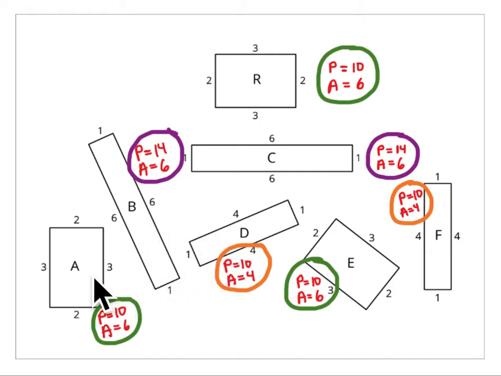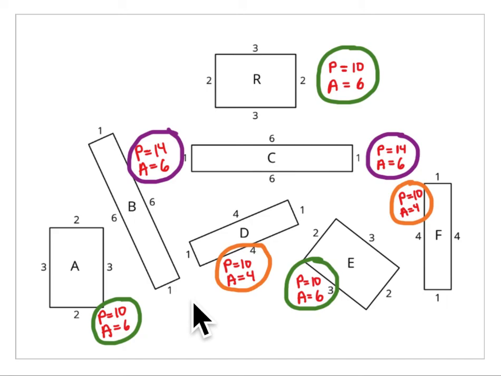If you compare A to D, they have the same perimeter, so it's the same distance around, 10 units around for each of them, but A has an area of 6 square units, and D has an area of only 4 square units. So in this case, same perimeter, 10 units around, but different area, so they also look different. They are not congruent rectangles.